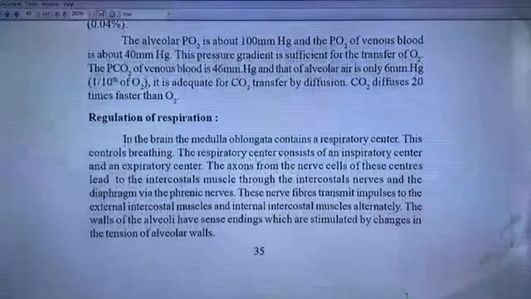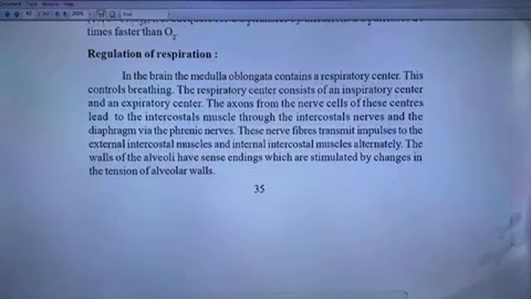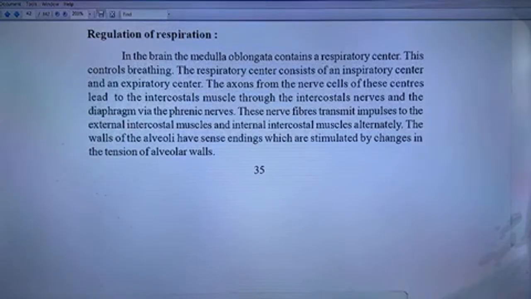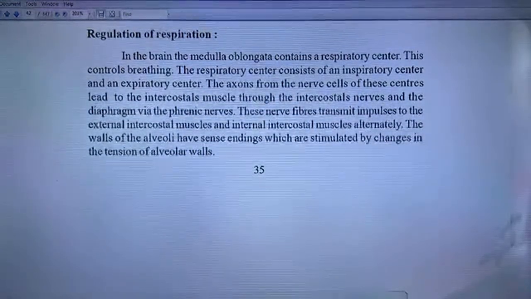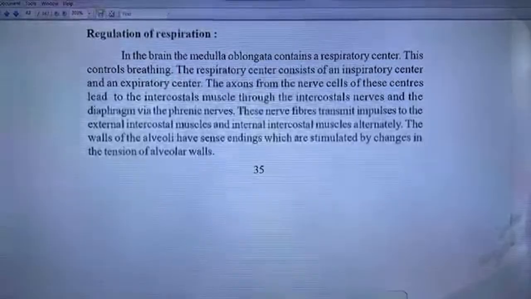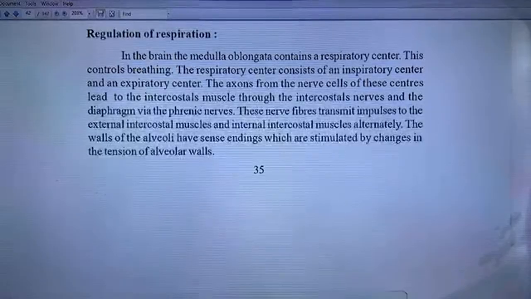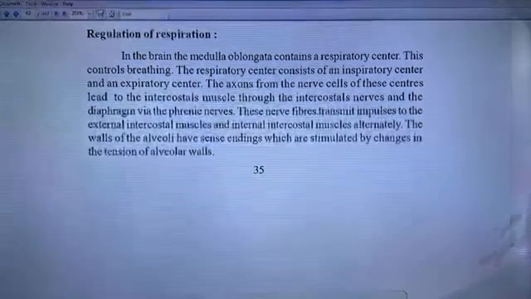Regulation of respiration. In the brain, the medulla oblongata contains a respiratory center. This controls breathing. The respiratory center consists of an inspiratory center and an expiratory center. Axons from the nerve cells of these centers lead to the intercostal muscles through the intercostal nerves and to the diaphragm through the phrenic nerves. These nerve fibers transmit impulses to the external intercostal muscles and internal intercostal muscles alternately.